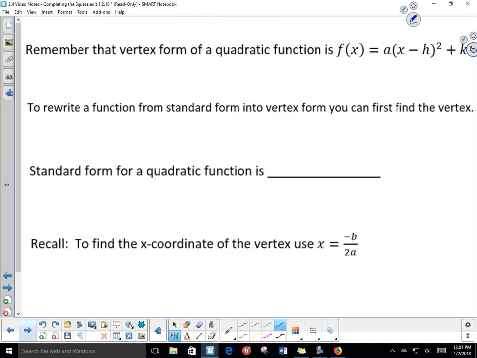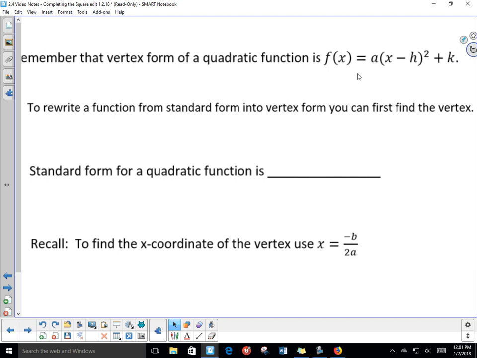All right, let's take a look at this. Remember that the vertex form of a quadratic function looks like this. f of x equaling a times (x minus h) quantity squared plus k. To rewrite a function from standard form into this vertex form, you can first find the vertex. So what do we mean by standard form? Well, standard form of a quadratic function is f of x equaling ax squared plus bx plus c.